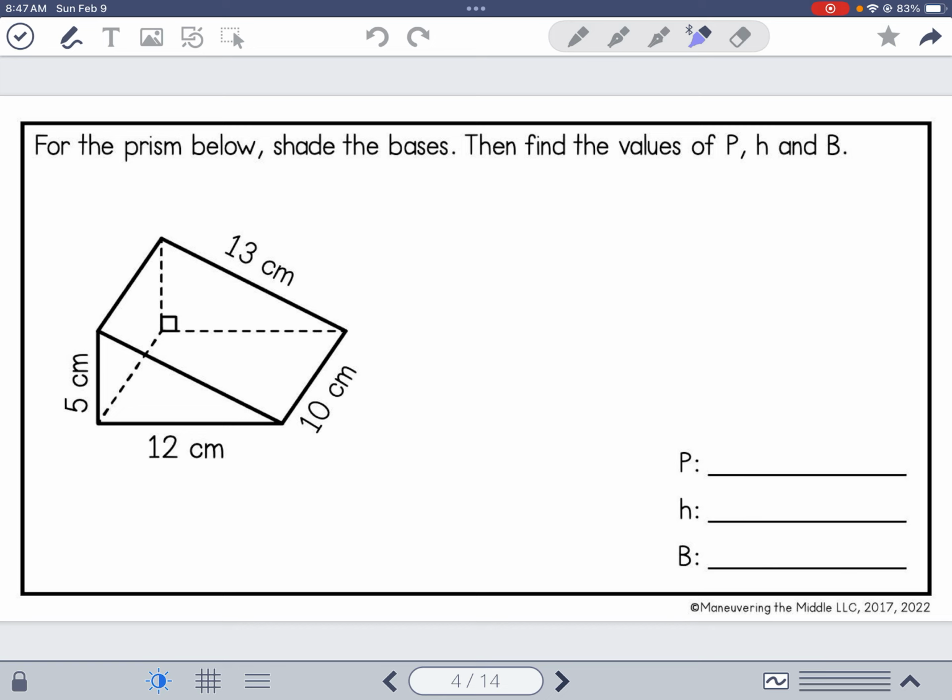Give me 1 second. I think I'm still in the 7th grade lesson on my side. So give me 1 hot second. Yeah, I was. Sorry about that. 8th grade. Let's go back.